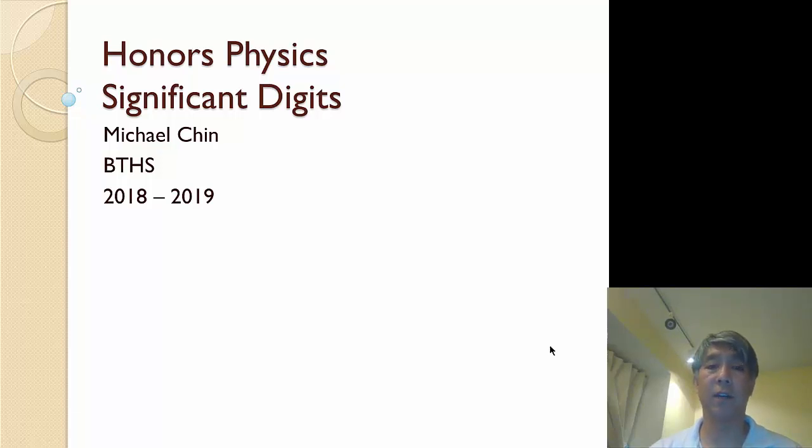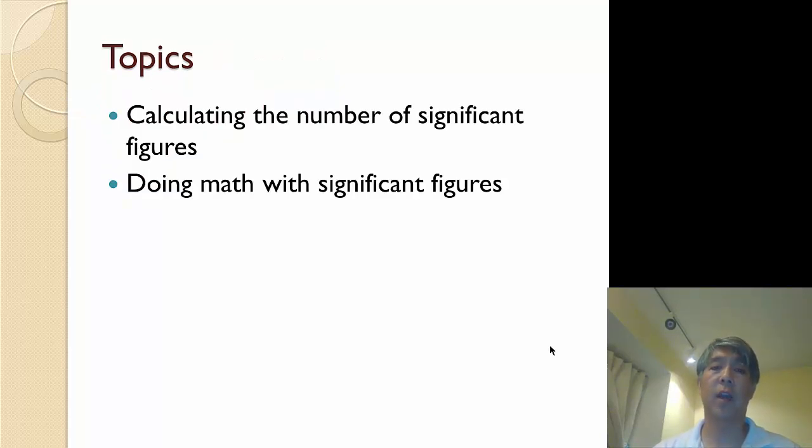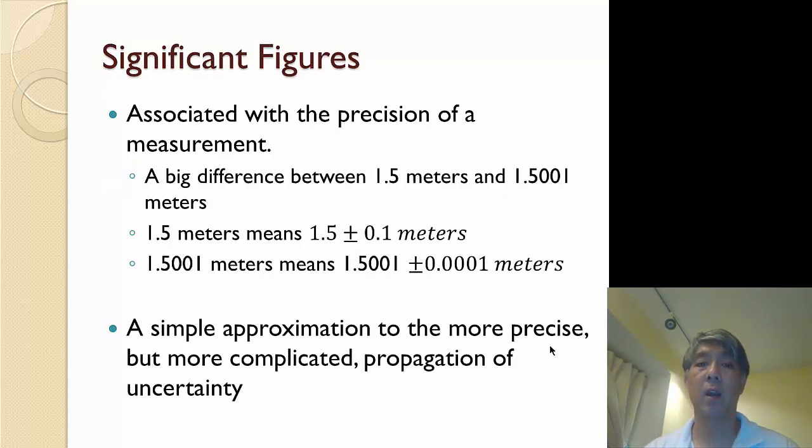This lesson is on significant digits. Hopefully this is review since we focused a lot on this last year. First off, we're going to be focusing on learning how to calculate the number of significant figures, and then what happens when we do math, primarily algebra, with significant figures, because the final result must still pay attention to significant figures. First off, why significant figures?